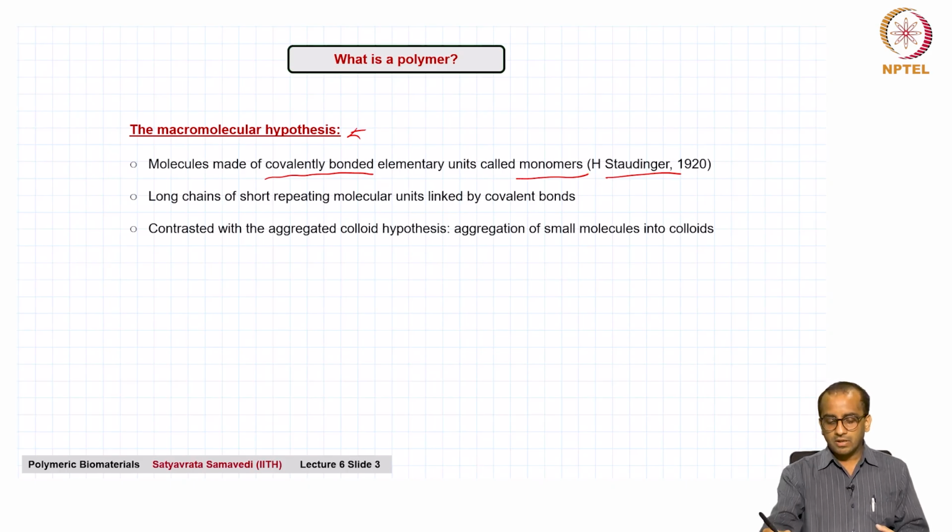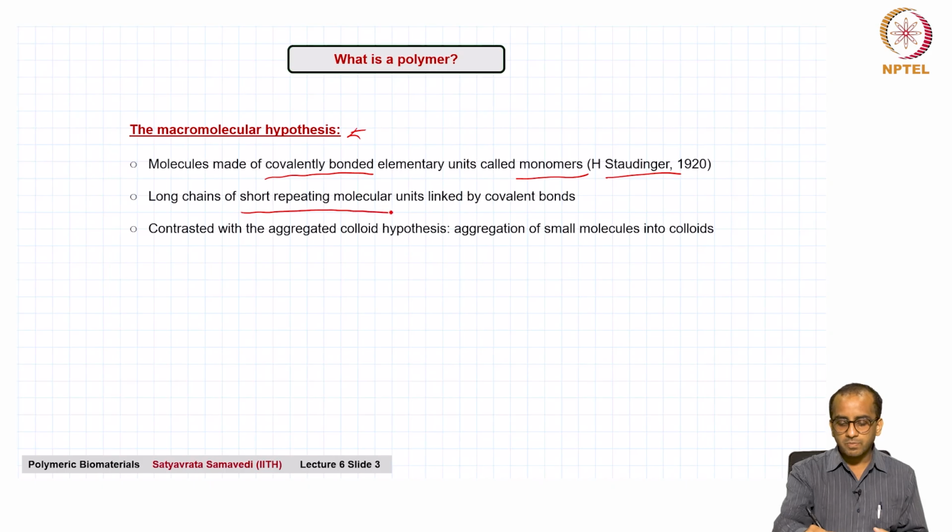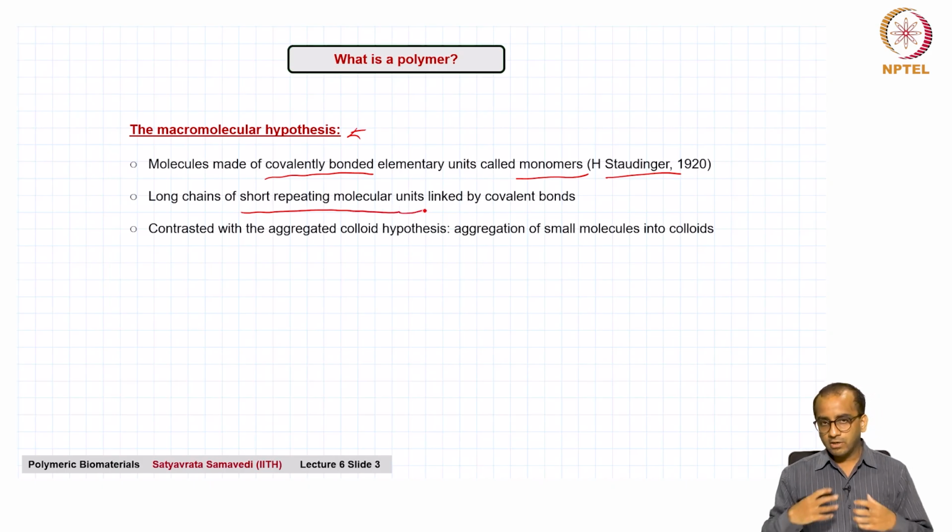Now, what is important to understand here is two things. One is, you have short repeating molecular units leading to a large macromolecule, and these repeating units are linked by covalent bonds.